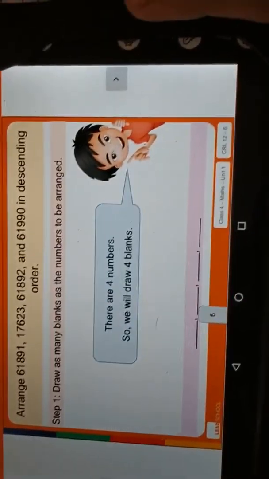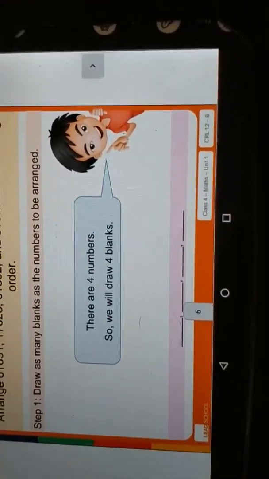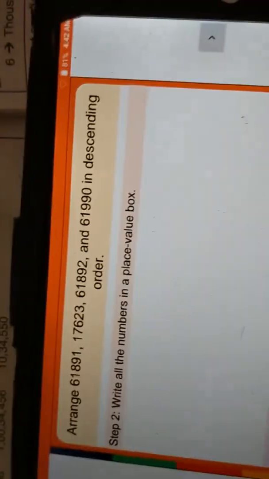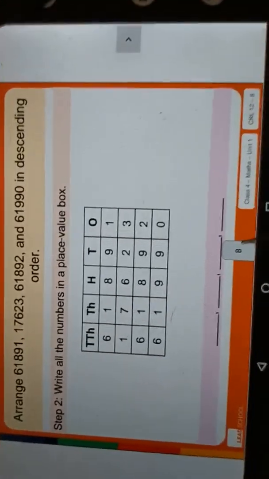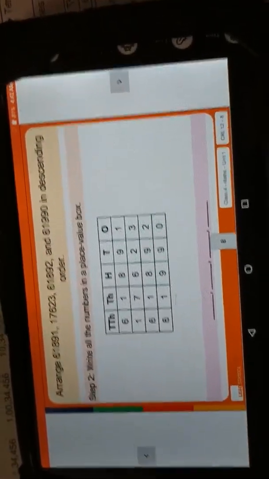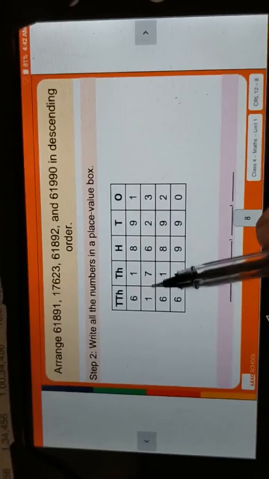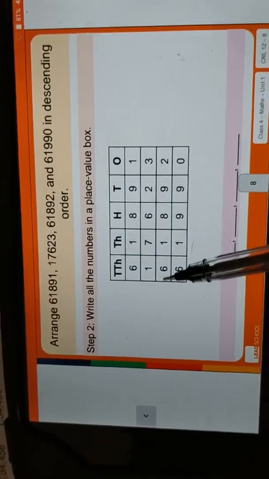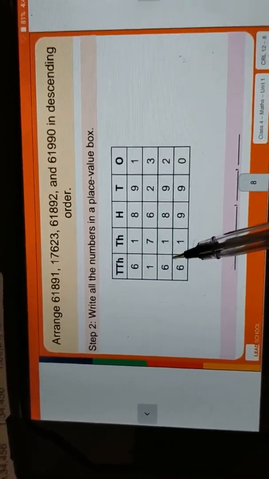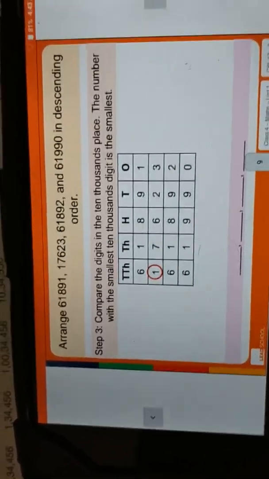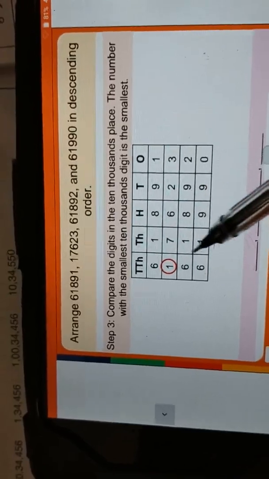So students, there are 4-digit numbers. We will draw 4 blanks. How many blanks we have to draw? 4 blanks. And then we have to write the numbers in the place value box. So here we have to draw 1, 2, 3 and 4 blanks. And here we have to write ones, tens, 100, 1,000 and 10,000. After that we have to write 61,891, 17,623, 61,892, 61,990. So now we have to compare the thousands place numbers.